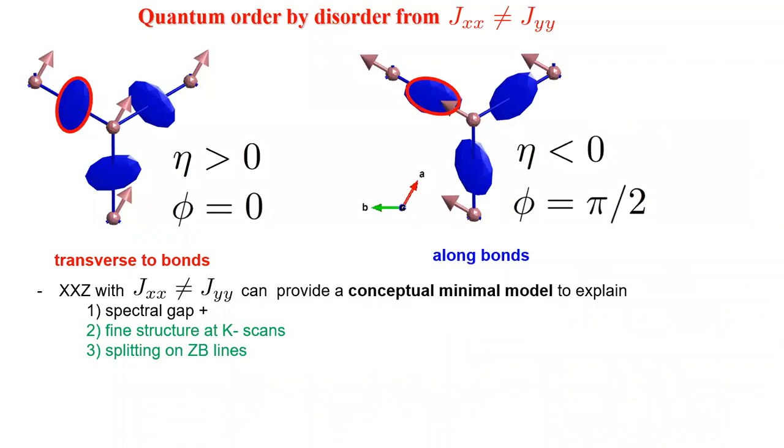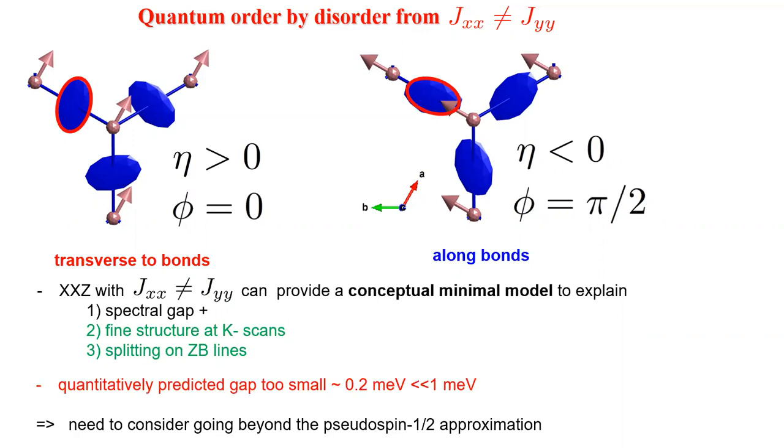So by considering this model with exchange anisotropy, we have a minimal model to explain why there is a spectral gap, why we have a fine structure at the K points, and also why there's a splitting on the zone boundary. However, there's a problem: the value that is constrained by the splitting we observe at the zone boundary predicts a gap that's about a factor of 5 too small compared to what we see experimentally.